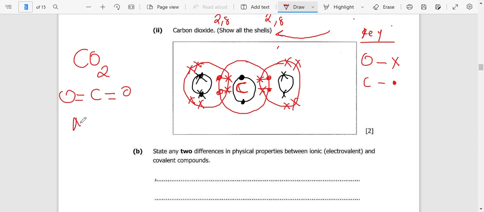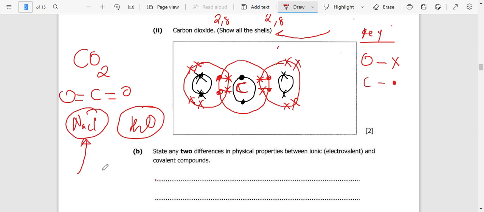Okay, for ionic compounds, you can think of sodium chloride, which is salt. And then for covalent, think of water. What's the difference between water and salt? What are you able to see? Physically, mostly ionic substances are solids, crystalline solids. What I mean by crystalline is that they form crystals, the way salt does. Those are called crystals.